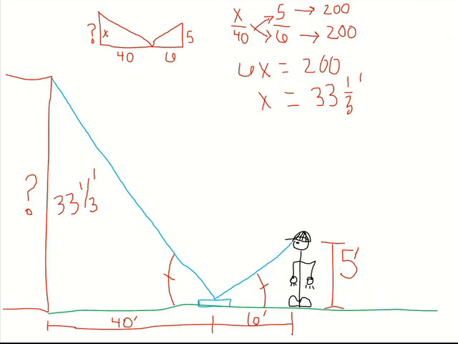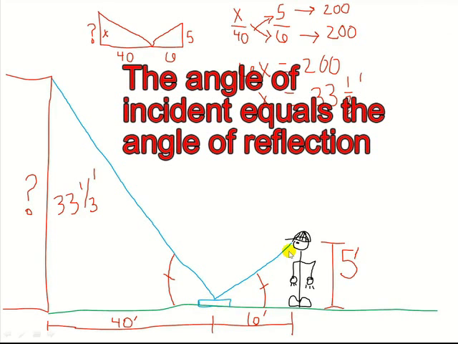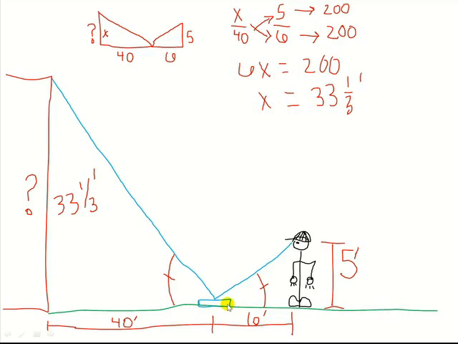Alright, let's see how you did. Well, it turns out that what happens with a mirror is the angle of incidence is equal to the angle of reflection. So if the mirror is flat on the ground and the ground is flat, you can then set up proportional triangles this way.